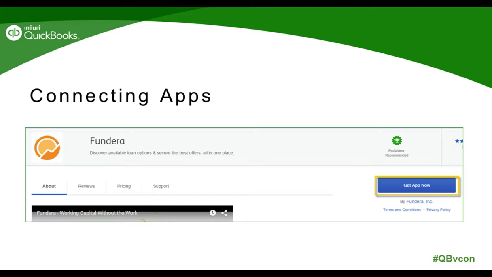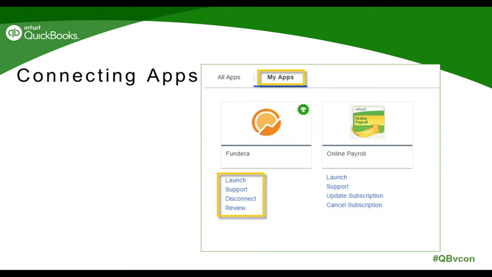So the next thing we're going to talk about is actually connecting apps. How do we connect our apps? It's pretty simple to connect the app. You find whatever app you're looking for, and on the right-hand side, whether it's directly from QBO or out at apps.com, you can find the app, and it will say, Get App Now. Now, all the apps are required to do a free trial. Some of them do 7 days, some do 2 weeks, some do 30 days. It just depends on the app.